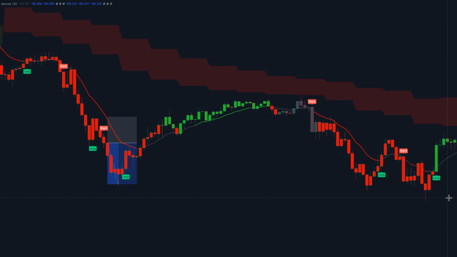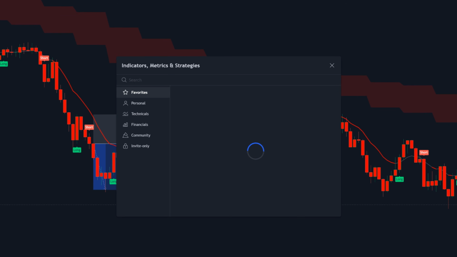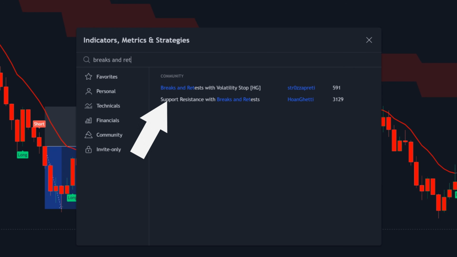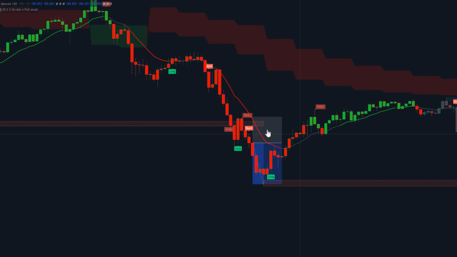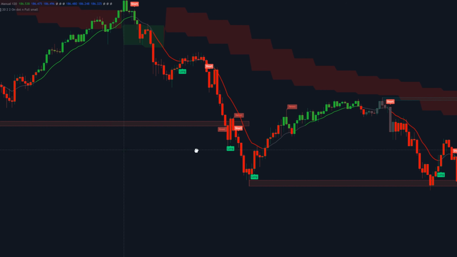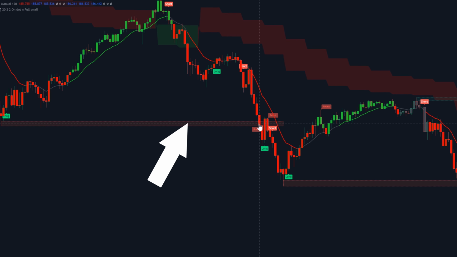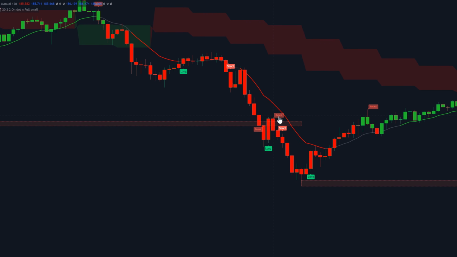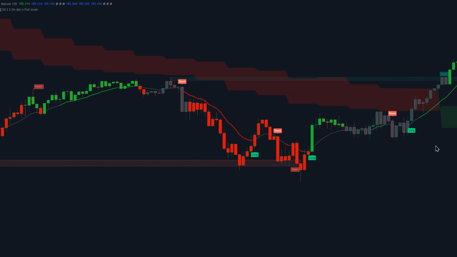But there is another way, where you add a different indicator, like the breaks and retests indicator by Getty. So with this, you basically identify a break of a support or a resistance level, like here, and then you wait for this retest label to be printed. Then once you have the break and retest, you ensure that the trend is bearish on both the 15-minute time frame and the 2-hour time frame. And then, if that's the case, you take a short position. Simple.